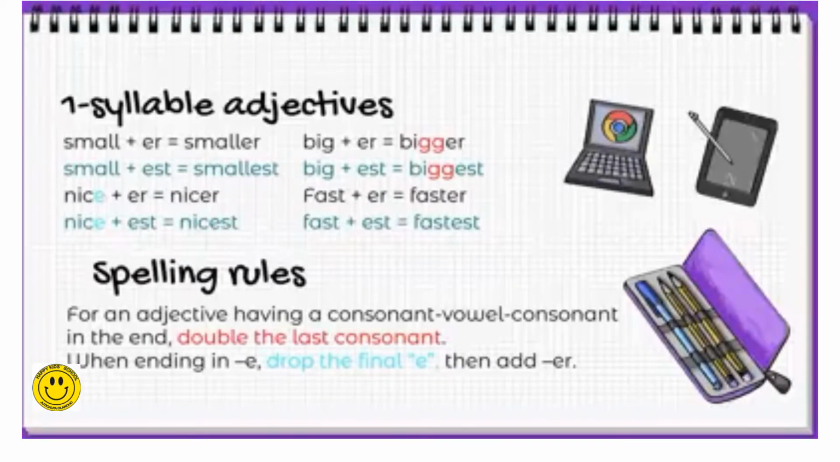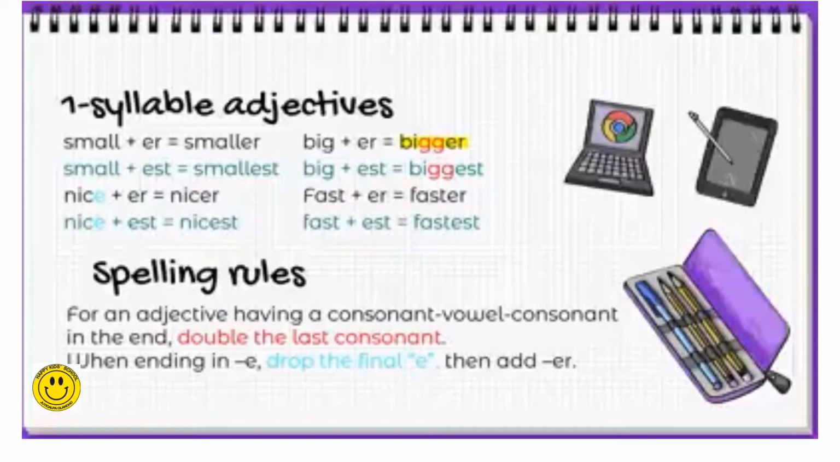We always have to take into consideration the spelling rules. For an adjective having a consonant-vowel-consonant at the end, we have to double the last consonant. Take a look at the adjective big. It's consonant-vowel-consonant, right? So we have to double the last consonant, G, and we have B-I-G-G-E-R, bigger, and the same goes with biggest.